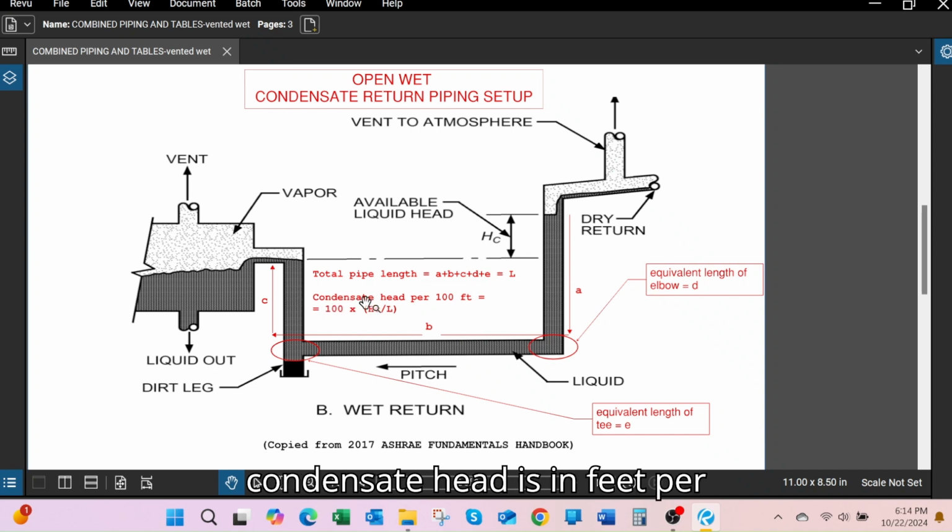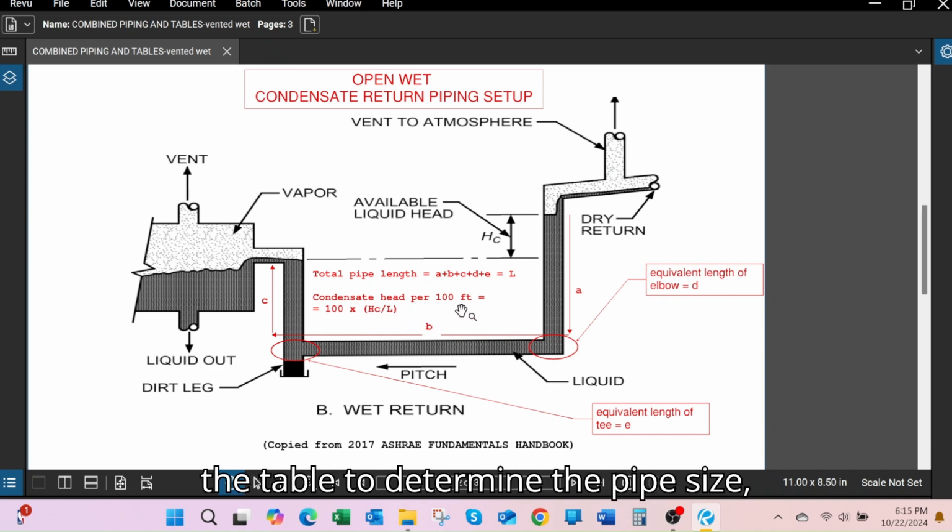The condensate head is in feet per 100 feet of pipe and is the allowed pipe pressure drop that makes the flow of condensate possible. Condensate head equals 100 times available liquid head divided by total length.